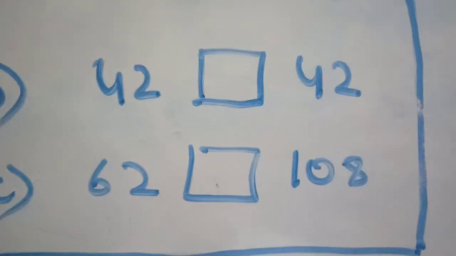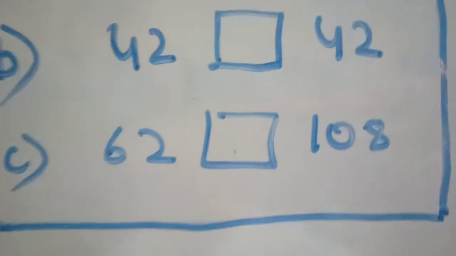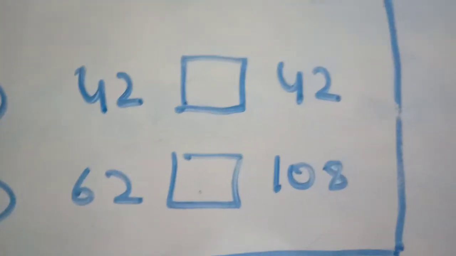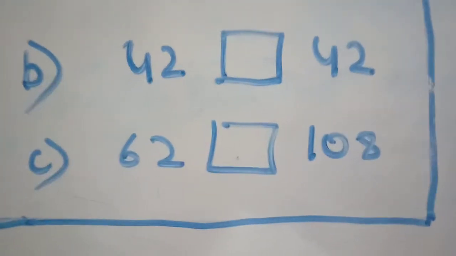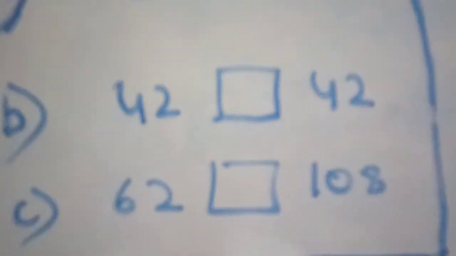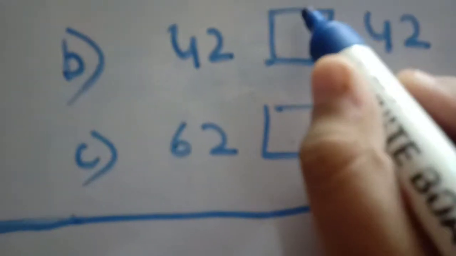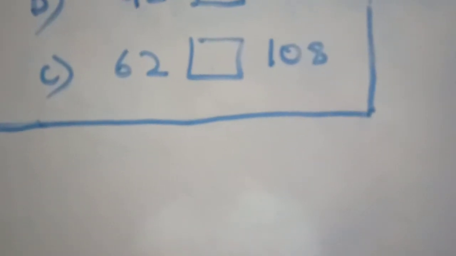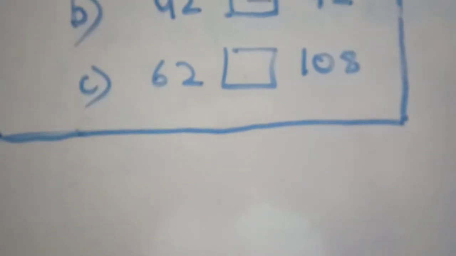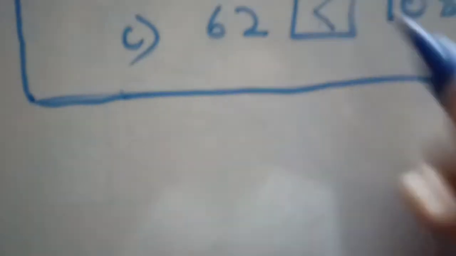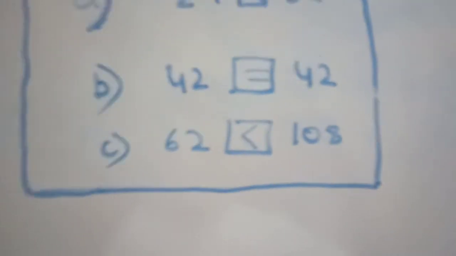Now the second example is 42 and 42. Can we see the ones and tens places are just the same? So we will put the equal to sign here. Now the next question, 62 and 108. As you simply know, a 3 digit number is always bigger than a 2 digit number. So we will just put the greater than sign.